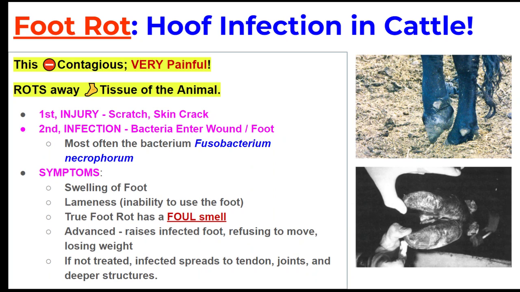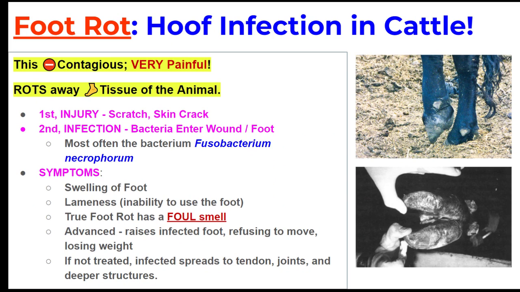What happens first is there's an injury to the hoof of the animal, such as a scratch or a crack in the skin. And then second, there's an infection. Bacteria enter this wound in the hoof or the foot. Most often, it's the bacterium Fusobacterium necrophorum. What symptoms occur? There's swelling of the foot. There's lameness, which is inability to use the foot. If it's true foot rot, there is a foul smell.